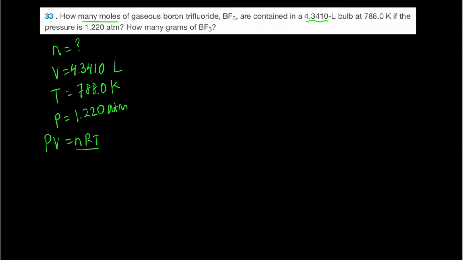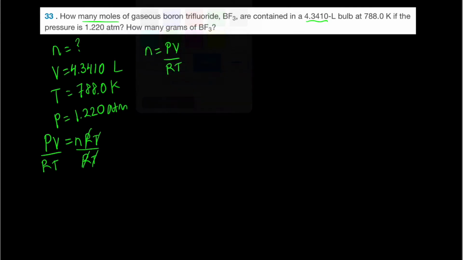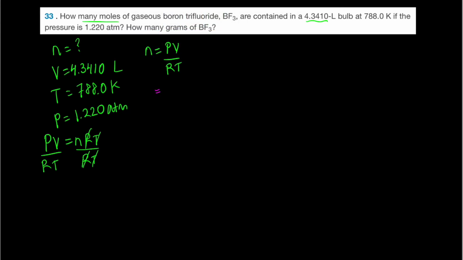Now, to solve for n, we want to divide both sides of this equation by R and T. So R cancels and T cancels, and that gives us a new formula. n is equal to PV over RT. And here we just want to essentially just plug things in. So the pressure is 1.220 atmospheres. The volume is 4.3410 liters. R is a constant that should be supplied to you.